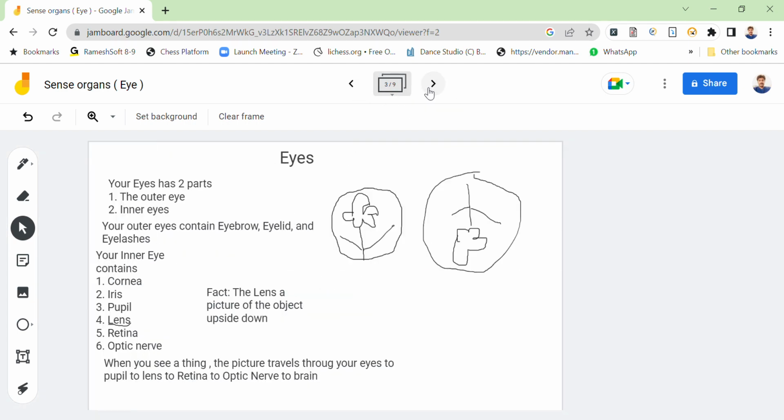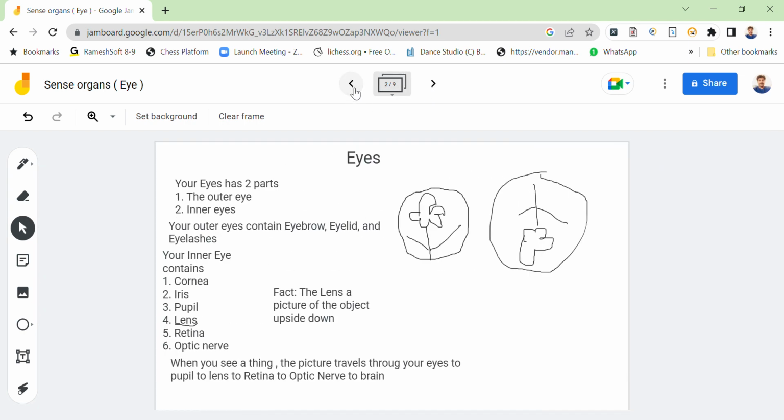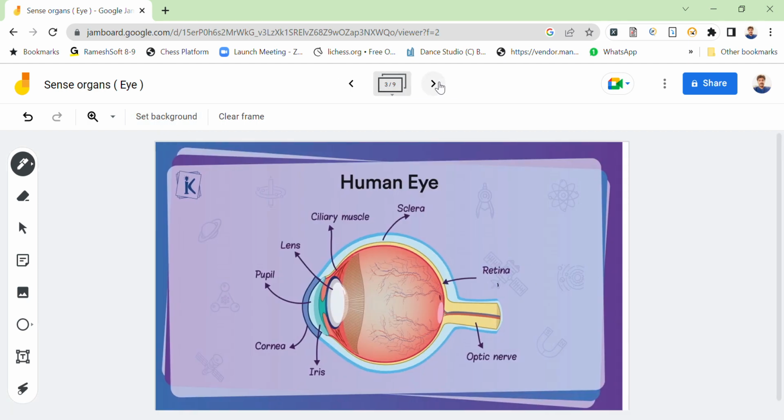So this is the human eye. As I said in the last video, the eye has the cornea, iris, pupil, lens, retina, and optic nerve. Now, this is the retina. It's right here. This is the optic nerve.